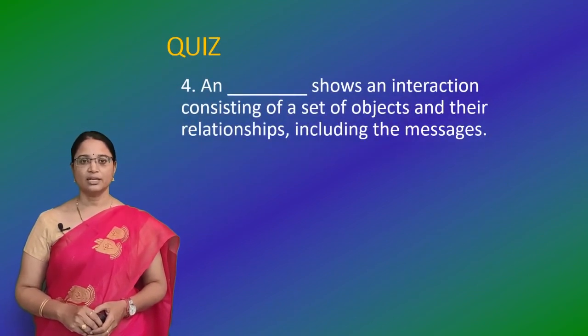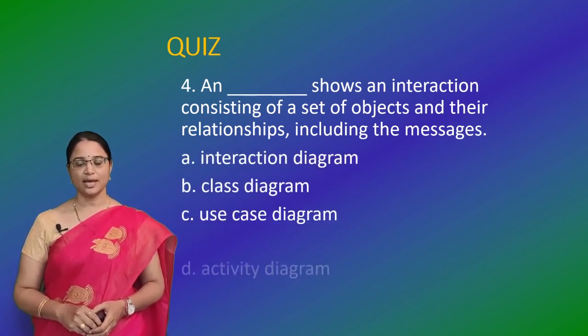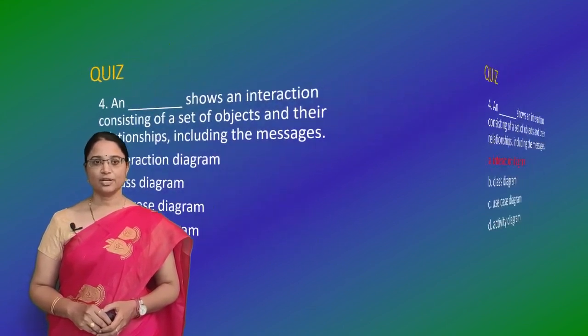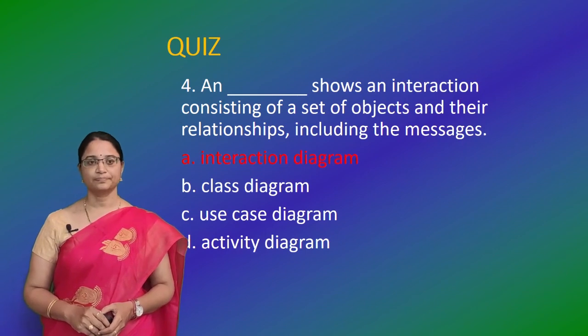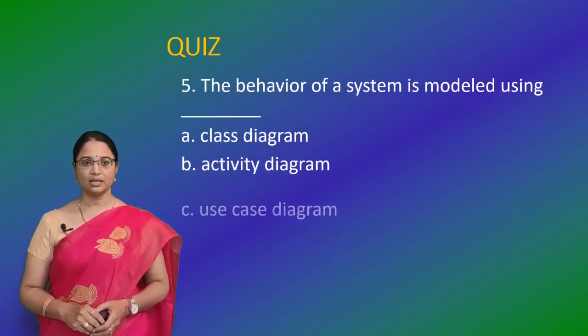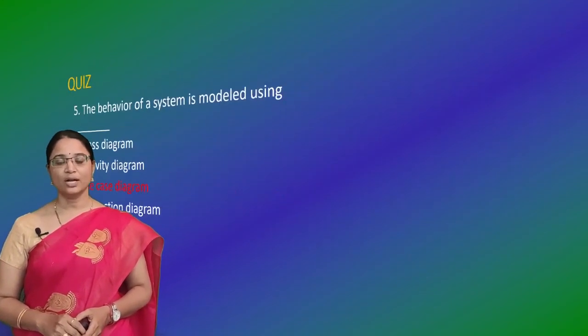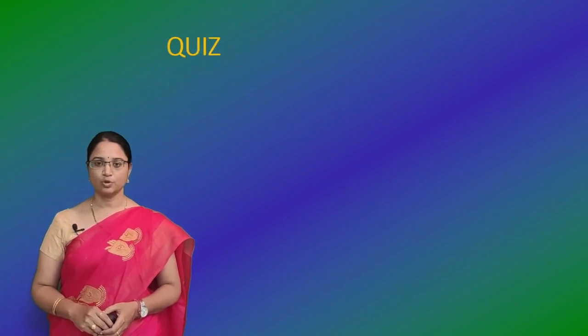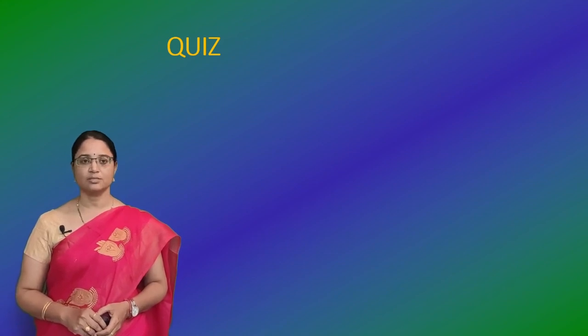And dash shows an interaction consists of a set of objects and their relationships including messages. So options are interaction, class, use case, activity. So it is telling about the interaction, objects and their relationships. That is none other than interaction diagrams. Next question. The behavior of a system is modeled using class diagram, activity diagram, use case diagram, interaction diagram. This can be done by using the use case diagram. That's what we have seen while telling about the architecture of the UML also. We have seen about the 5 views. In that, one of the views is the use case view. In that it tells about the behavior of the system.